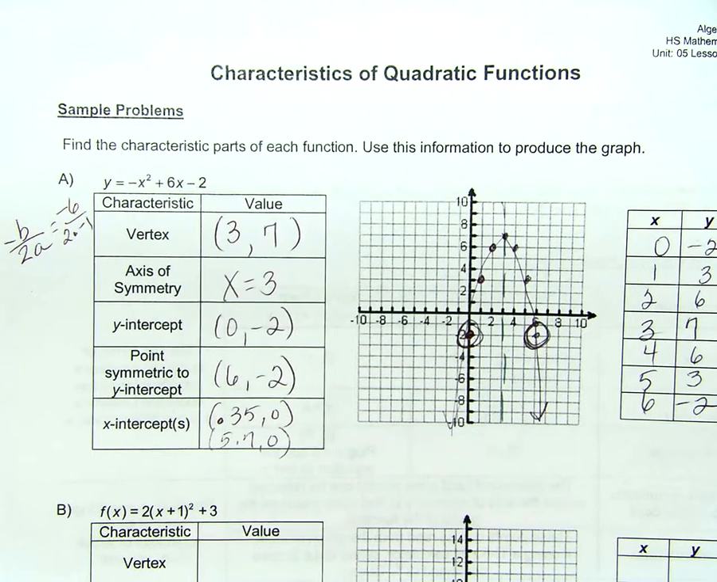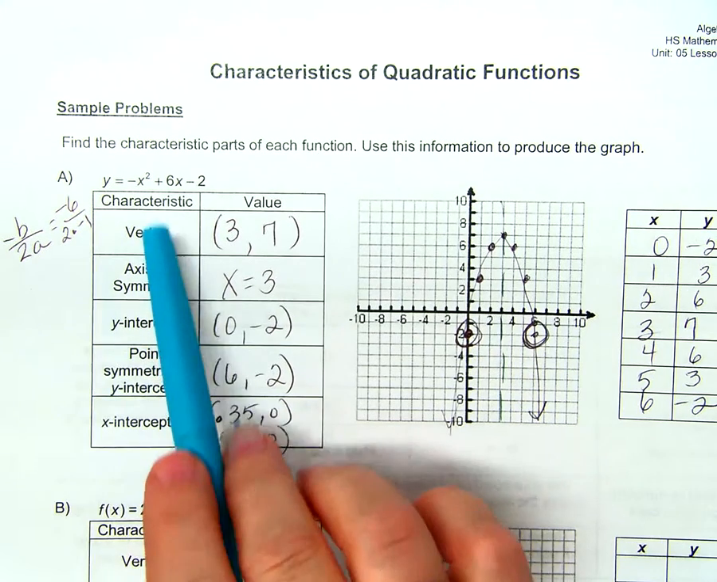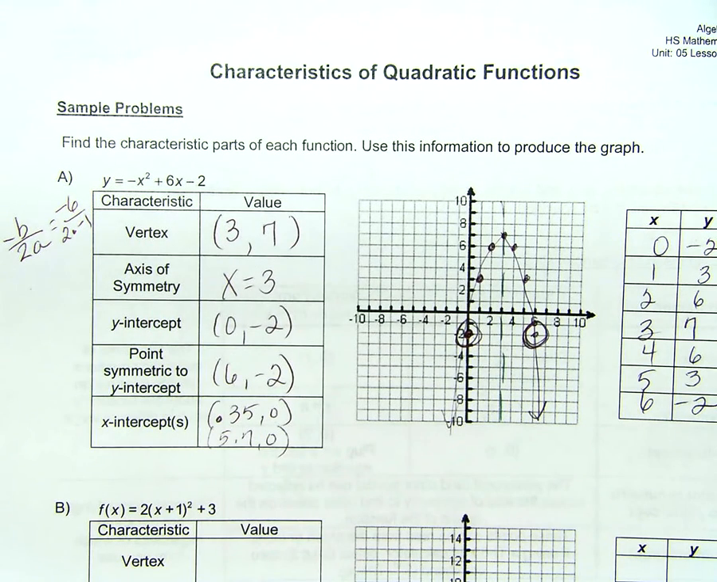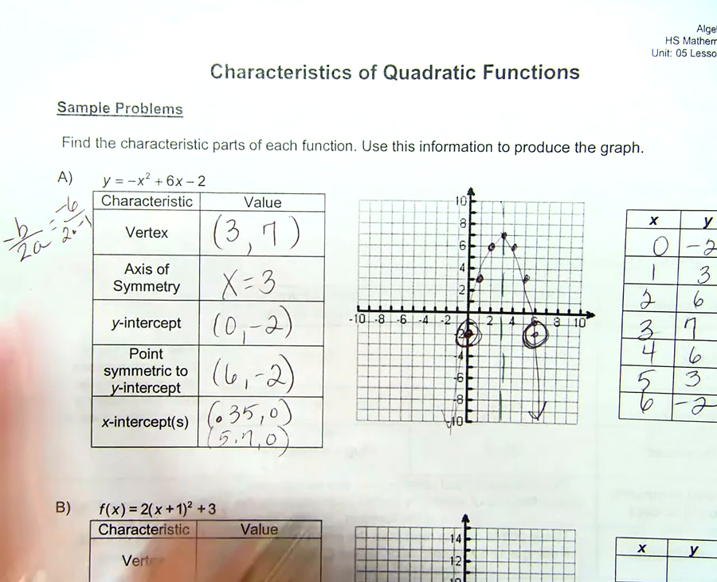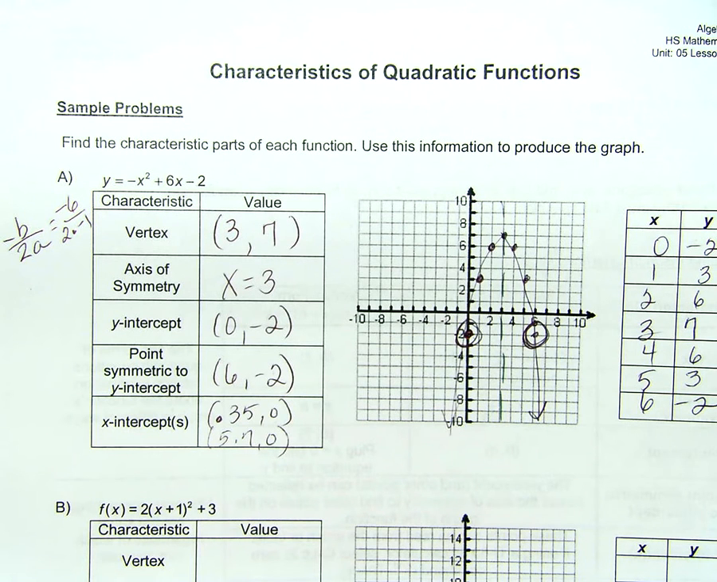Okay, as a review from yesterday, let's look at number A. Okay, number A. How did we find the vertex of number A? First of all, before you answer that question, answer this question. What form is this in? Standard form, right? How do you know it's in standard form and not vertex form?